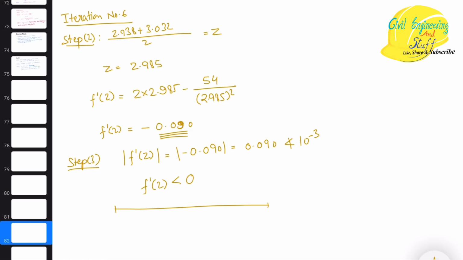Again, the range was 2.938, 3.032, and the midpoint was 2.985. Since it is less than 0, basically we are going to find the new x1 point. When we find the new x1 point, we do not need the old x1 point, so we are going to ignore and reject this region. So our new range will be 2.985, 3.032. This is our new range.